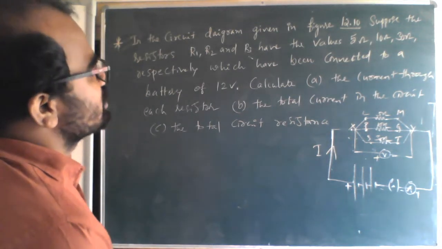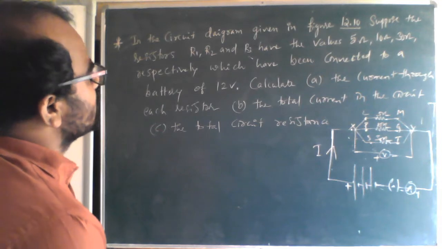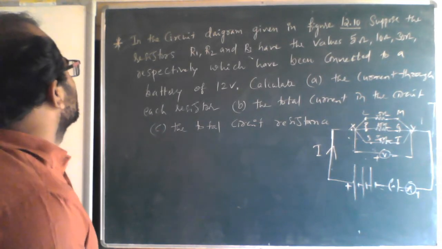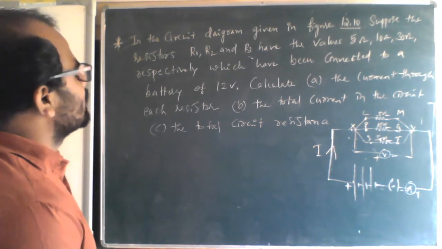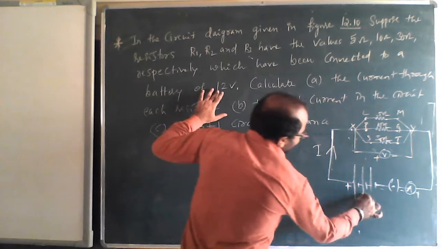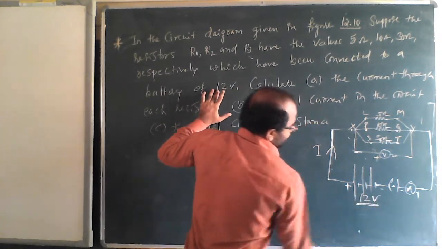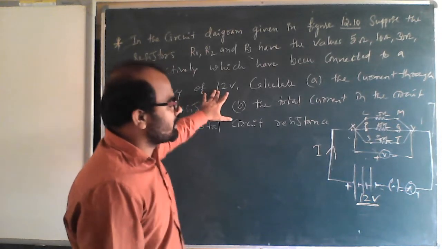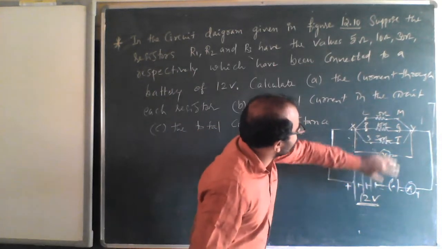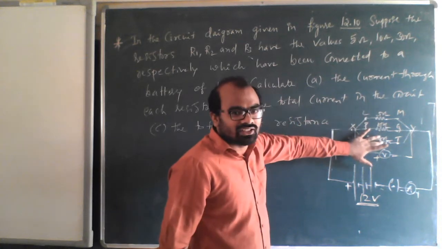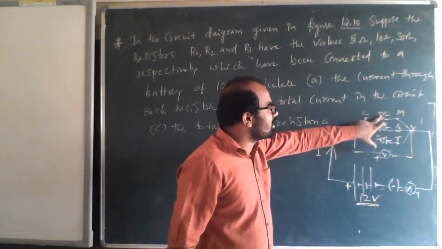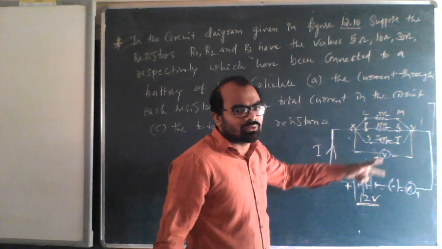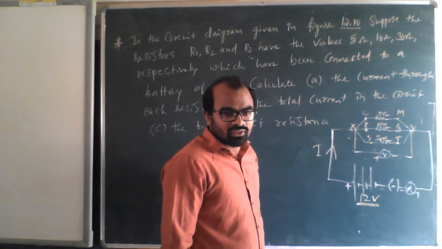The current through each resistor you have to find out. See here, the resistors have been connected to a battery of 12 volts. Voltage is given here, so this is 12 volt. The same 12 volt is applicable for R1, R2 and R3. So you can find out I1, I2, I3 by using Ohm's law formula.